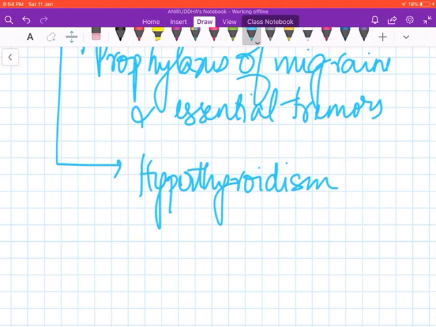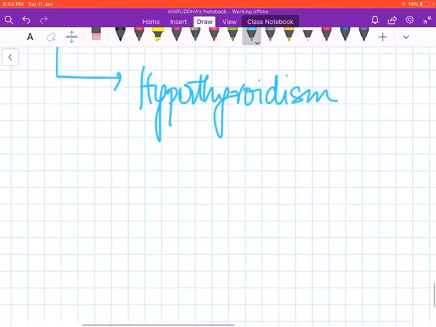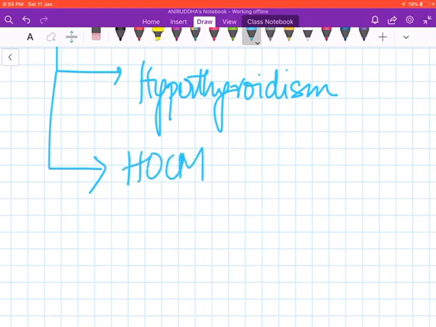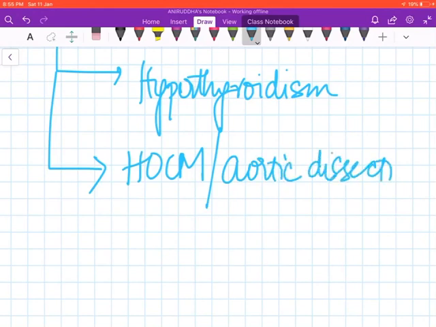in hypertension, the cardioselective, second generation beta blockers are more preferred, and in two conditions, that is HOCM and aortic dissection, they may be given.